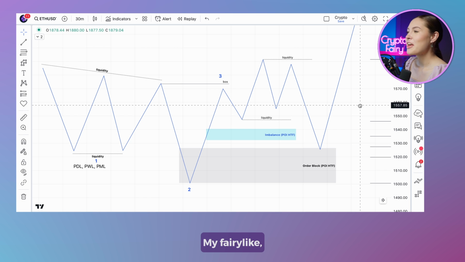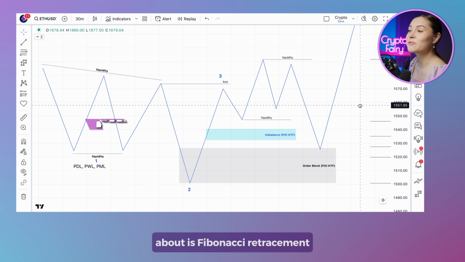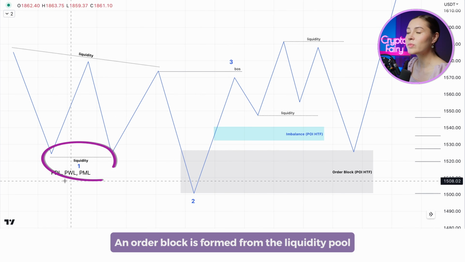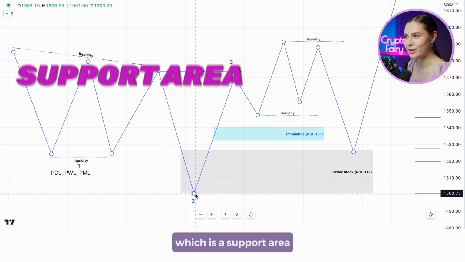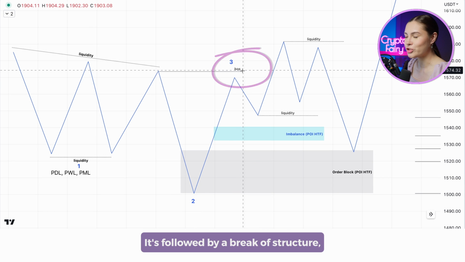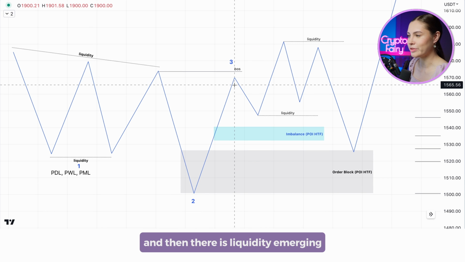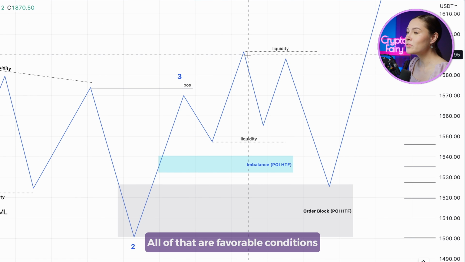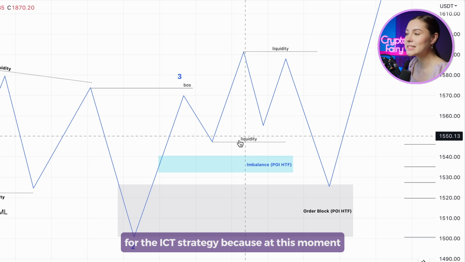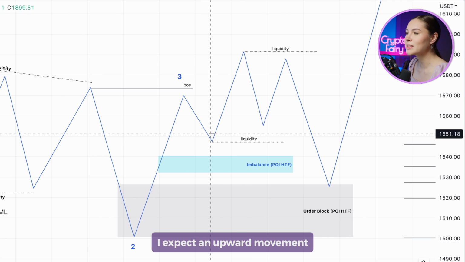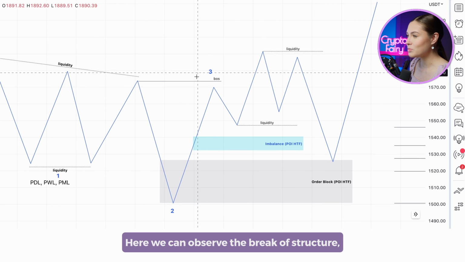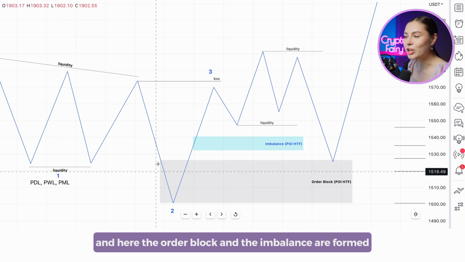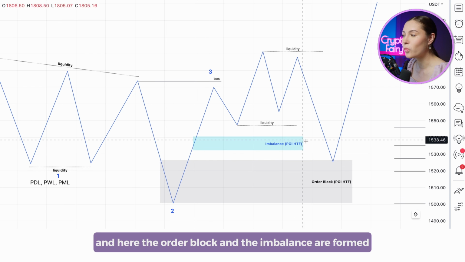The last thing I'm going to tell you about is Fibonacci retracement. It looks this way. An order block is formed from the liquidity pool, which is a support area. It's followed by a break of structure, and then there's liquidity emerging. Here's the liquidity below. Here it is on top. All of that are favorable conditions for the ICT strategy because at this moment I expect an upward movement. Here we can observe the break of structure. This is the place of liquidity collection, and here the order block and the imbalance are formed.